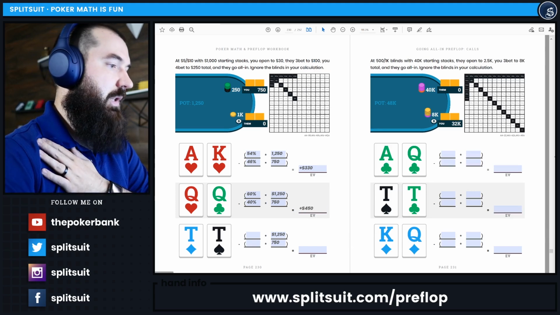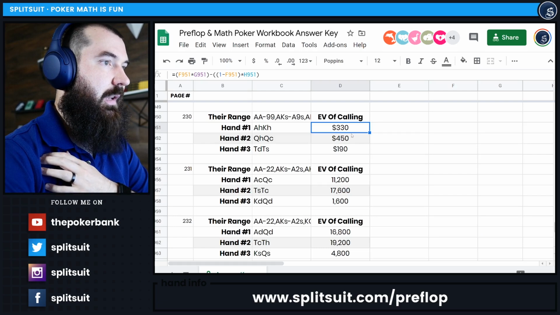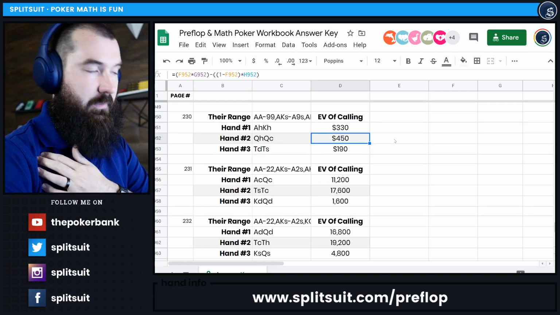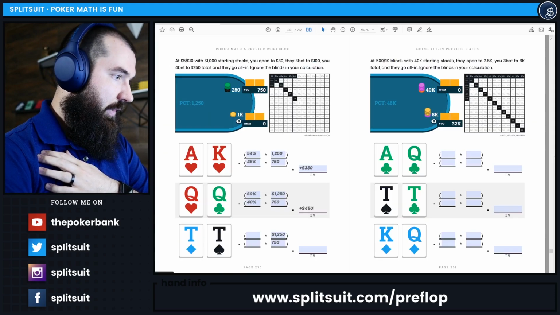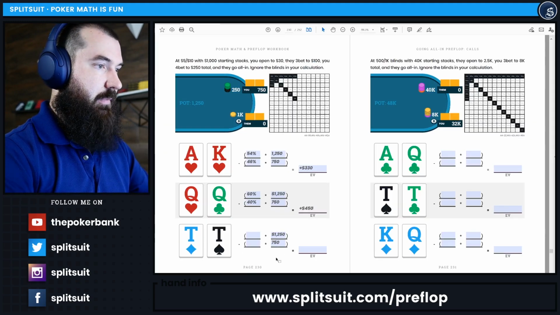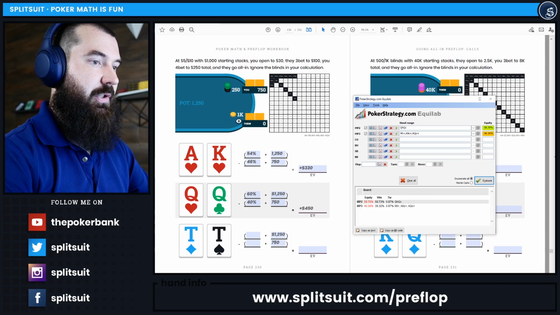Perfect. Let's double check the answer key, make sure that we got it all right. And we did. Excellent. Easy peasy. And let's just burn through the last one real quick, just because, again, numbers are very similar. The only thing that's going to change is the equity.